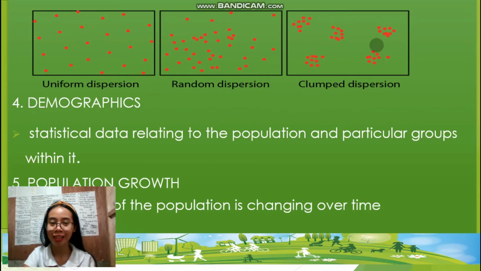The last one is clump dispersion. In clump dispersion, individuals are clustered, grouped together. This dispersion may be seen in plants that drop their seeds straight to the ground, such as oak trees, or animals that live in groups, like schools of fish or herds of elephants. It also happens in habitats that are patchy, with only some patches suitable to live in. So these are the patterns of dispersion: uniform, random, and clustered dispersion.